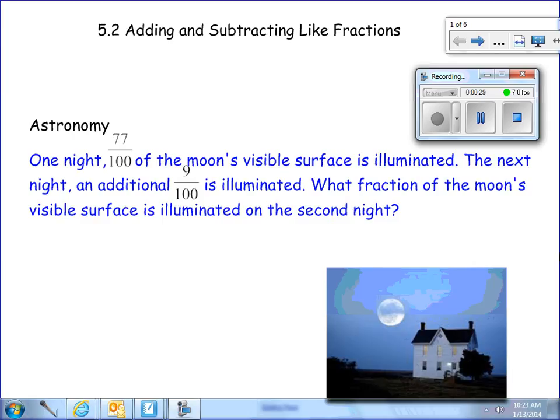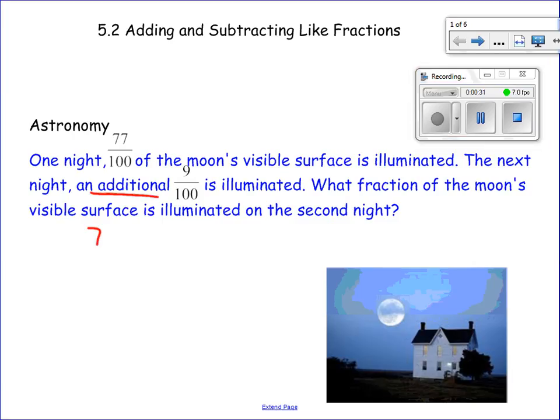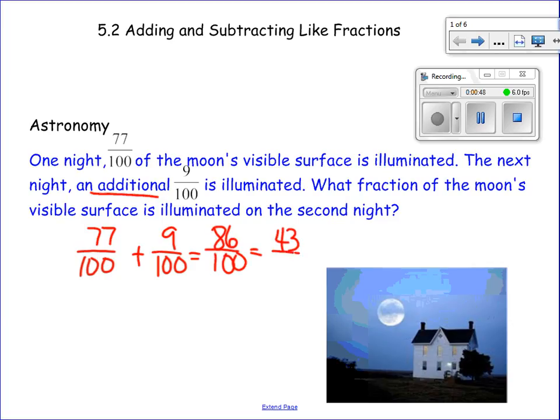So note the term additional. You'll take 77 hundredths, add the additional 9 over 100, which gives 86 over 100. Simplify it: 43 over 50 of its surface.